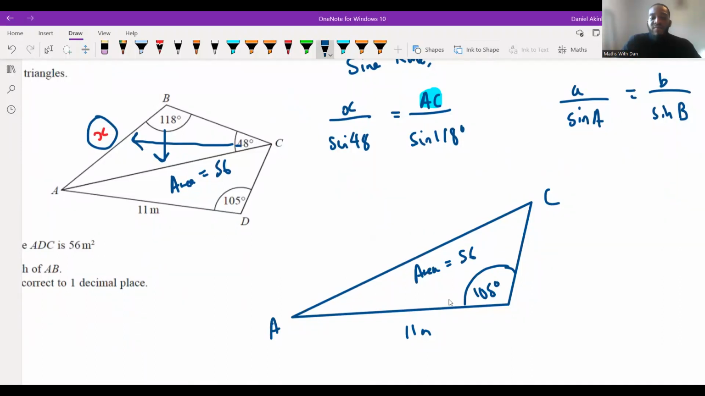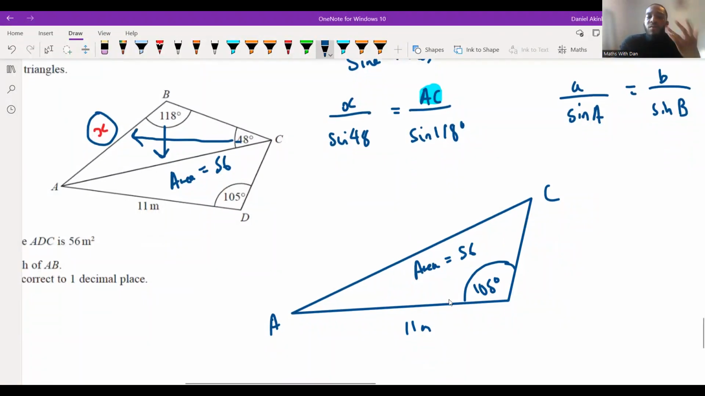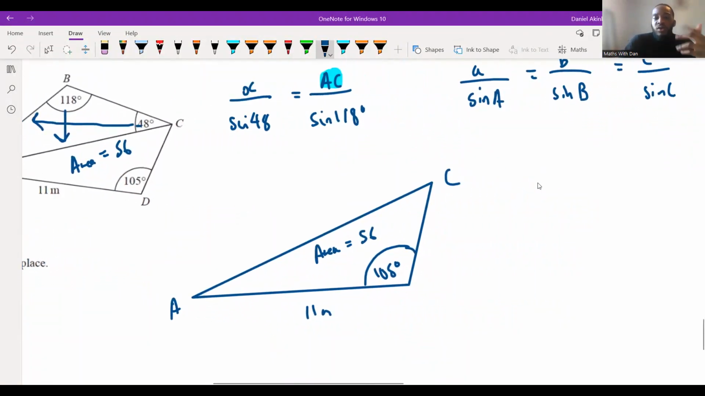Whenever I'm dealing with trigonometry and they ask me about an area, what comes to mind straight away is the formula for the area of a triangle, which is half ab sine C. Remember, when you're dealing with half ab sine C, it's always the angle and the two sides either side of the angle. We don't know one of the sides; however, because we have the area, we can use the formula to rearrange.